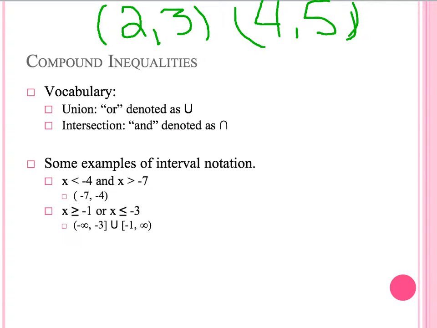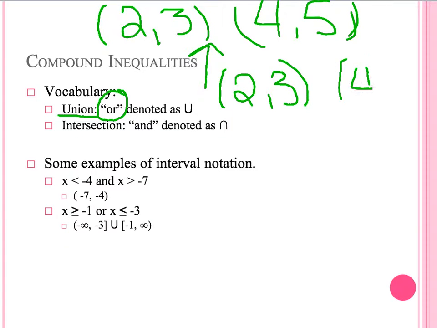Next, we're going to go over some vocabulary terms. Our first vocabulary word we are going to go over is union. Union is used when we have an or in our inequalities. If we want to show how this is done with the following inequalities on top, our first thing we would do is we would write 2, 3, 4, 5, and if we want the union, a union is denoted by that symbol.